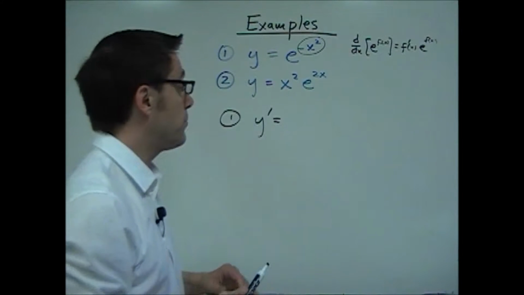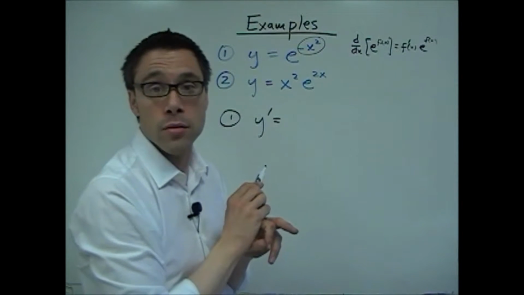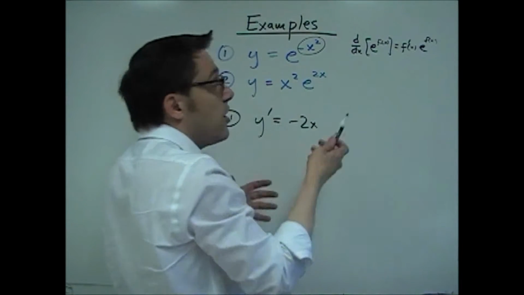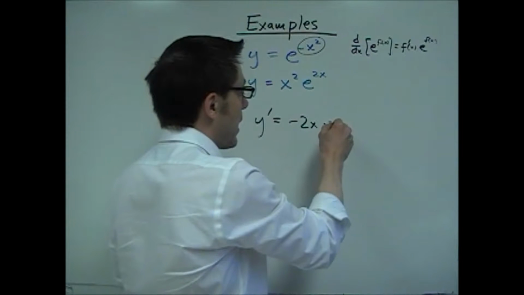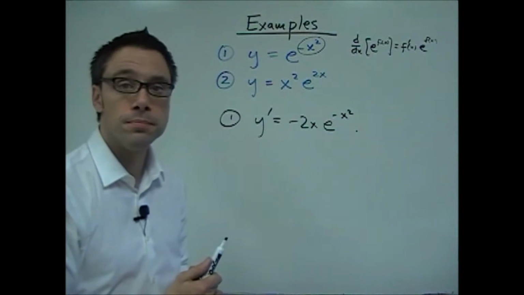This one's pretty straightforward. The derivative here of this function is going to be a minus 2x, right? So I get a minus 2x, and then I'm left over with just e to the whatever again, right? The function back over again. So e to the minus x squared. So there's the answer for that one.